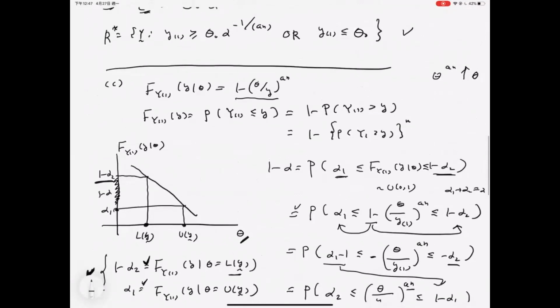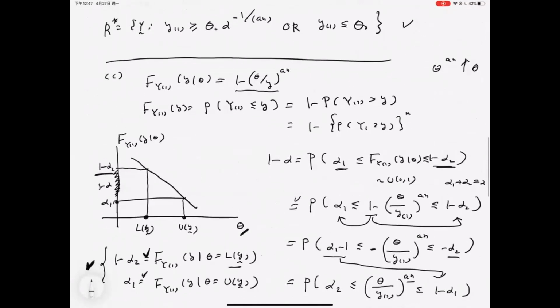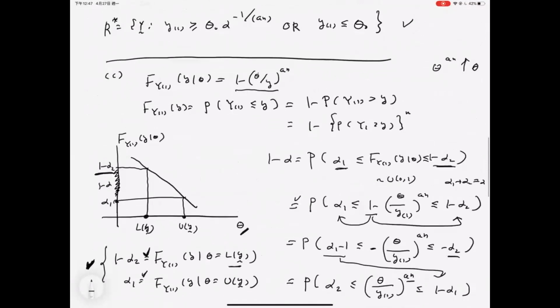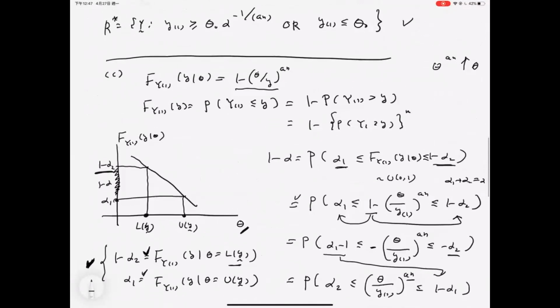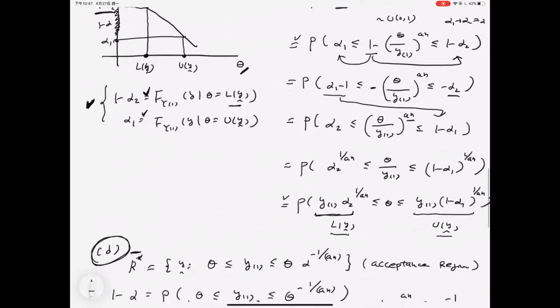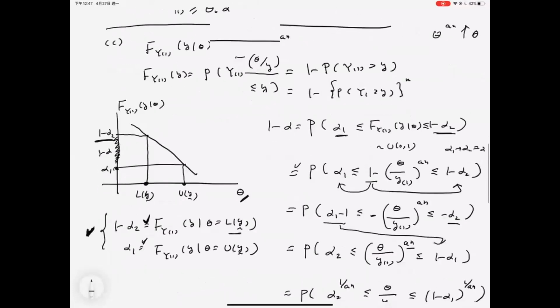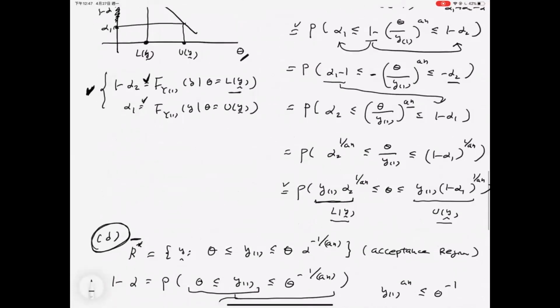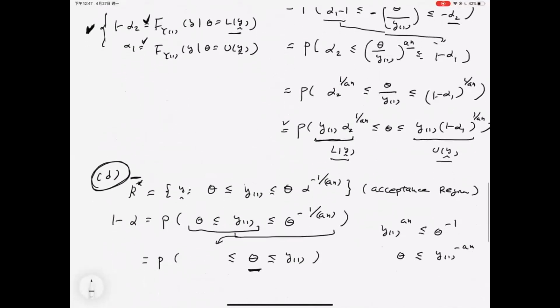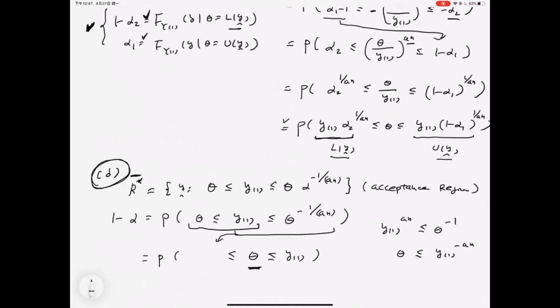Theta 0 smaller than y1 is my rejection region. Acceptance is y1 bigger than theta 0. And then the other way, y1 should be smaller than theta 0. Yeah, then both give me the same. Okay, so I'm going to stop right here on D. I'll definitely give you better answers.